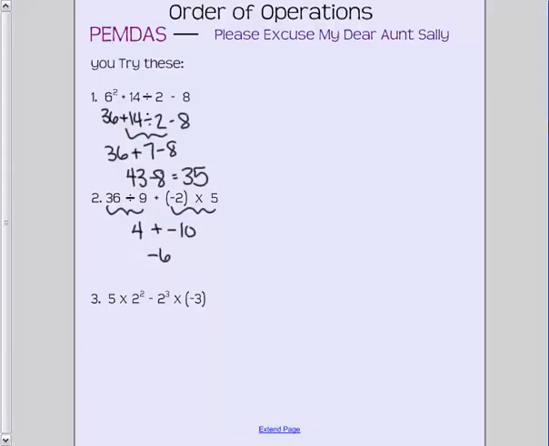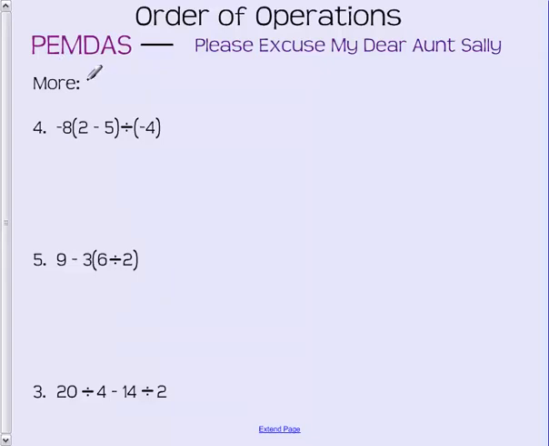Okay, and the last one, let's go through that. This would be 2 times 2 is 4, times 2 is 8. And bring everything else down. So 5 times 4 is 20, minus 8 times 3, which is a negative 24. Okay, so 20 plus 24, which would be 44. Okay, try these and I'll be back in just a second to go through the answers.